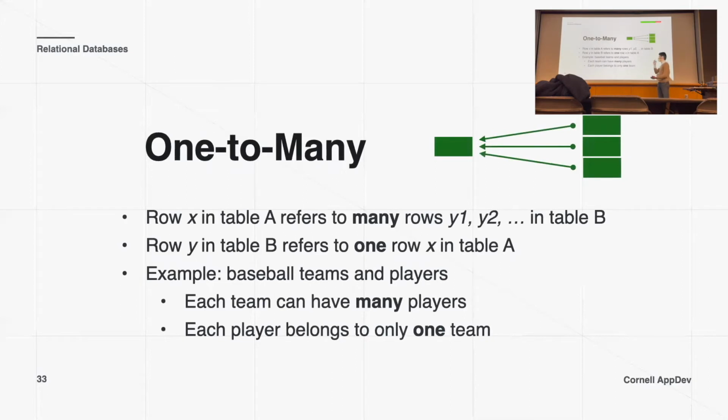The next type of relationship we're covering is one-to-many. So this is when one thing in a table can relate with multiple things in another table. So think baseball teams and players, right? Each baseball player is going to be associated with one team, but one team can have multiple players in it. So that's what a one-to-many relationship is.